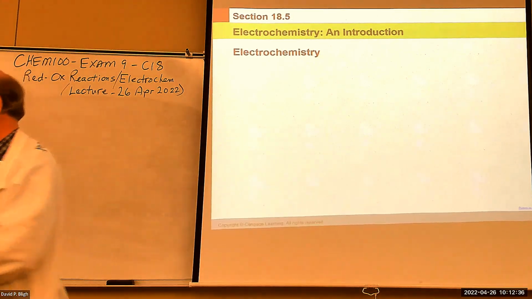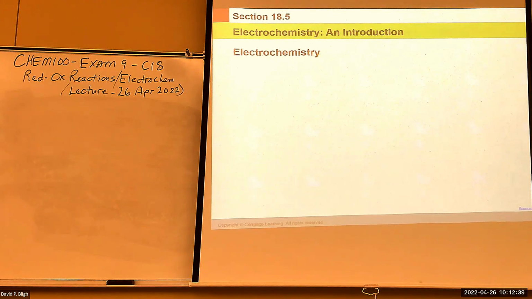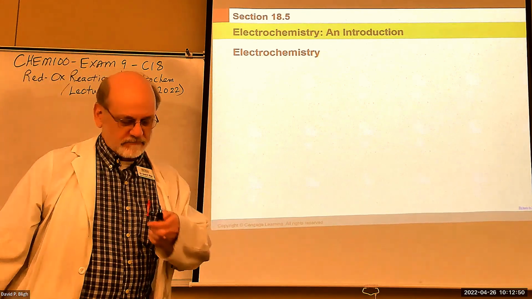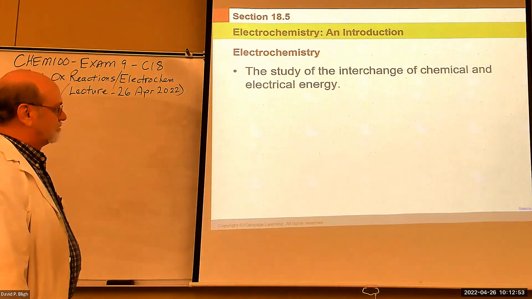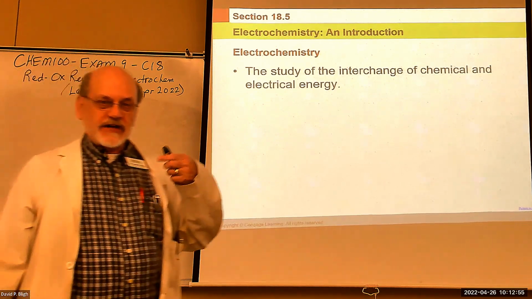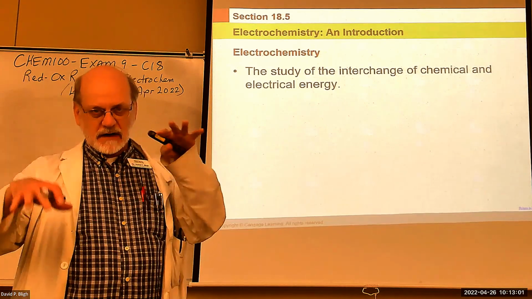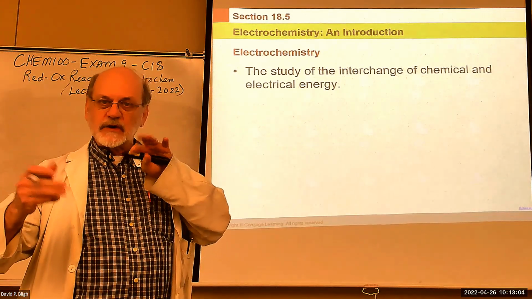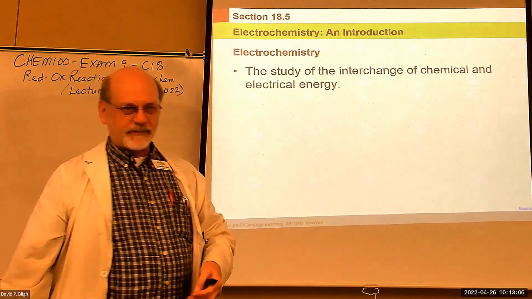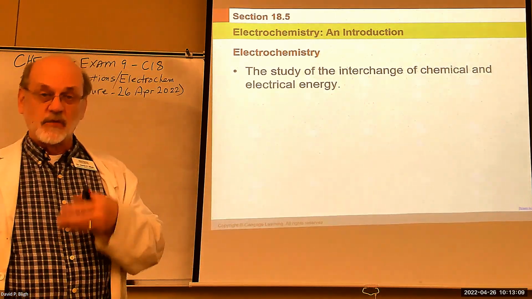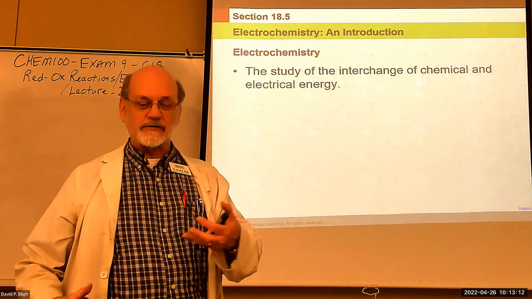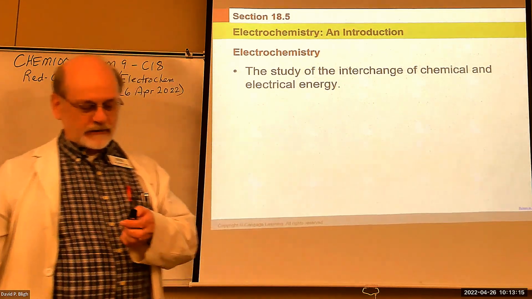So now that we learned how to balance redox equations, we're going to look at what the implications are for redox reactions. And that leads us to the topic of electrochemistry. Electrochemistry is the study of the interchange between chemical and electrical energy. And it always takes place with the transfer of electrons. That's how the energy transfers, through the electrons.